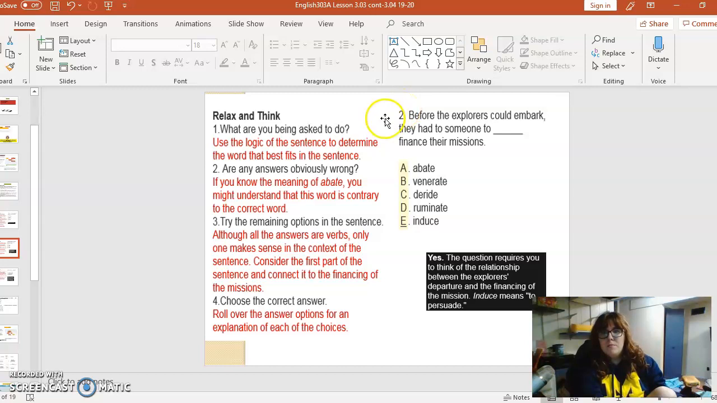Before the explorers could embark, they had to find someone. Sorry, there's a missing word there. Before the explorers could embark, they had to find someone to blank finance their missions. They had to find someone to blank finance their missions.